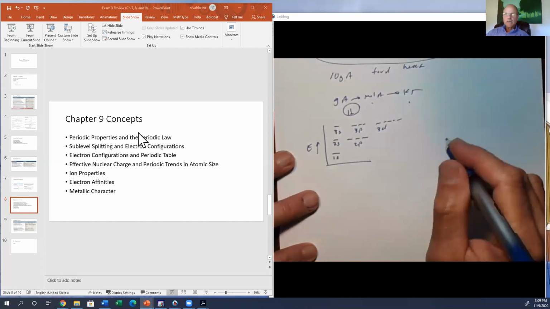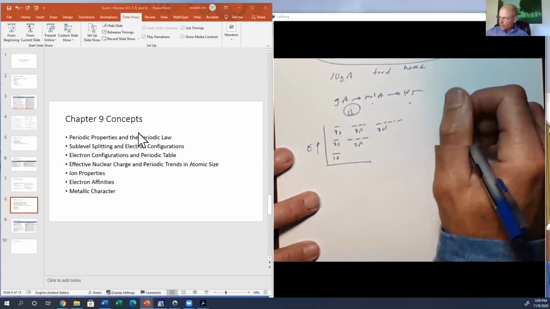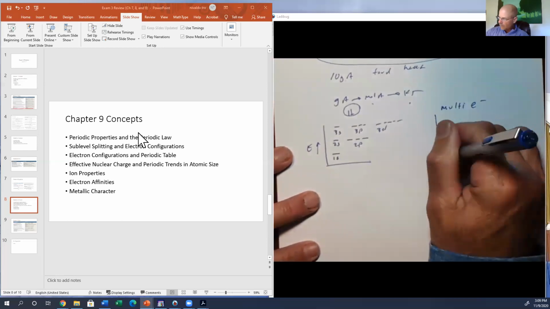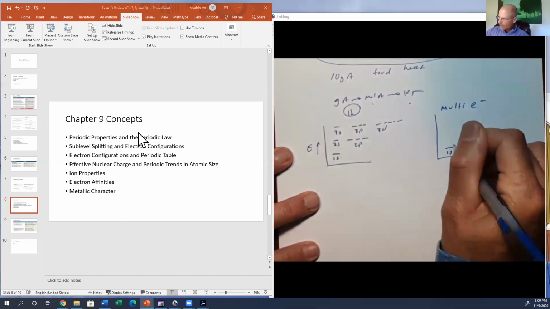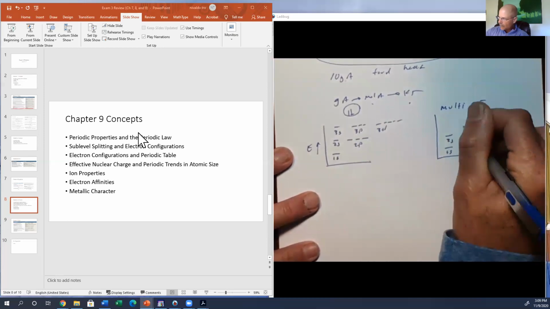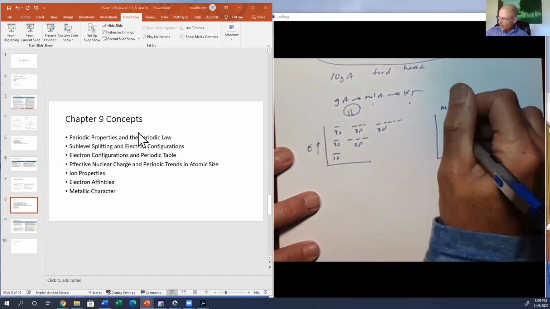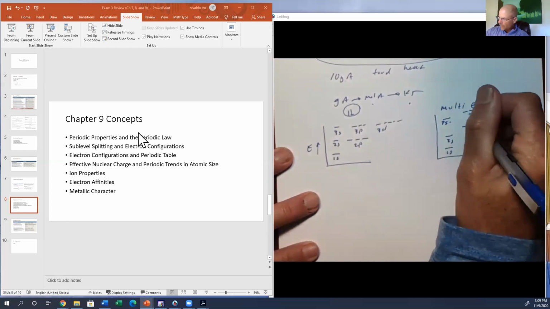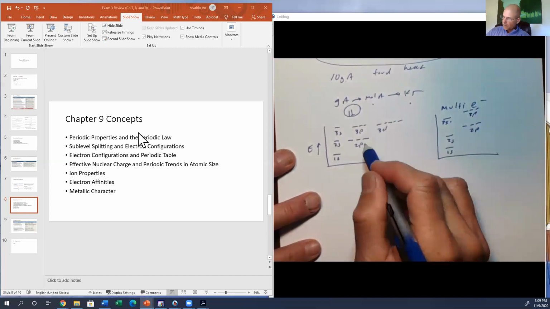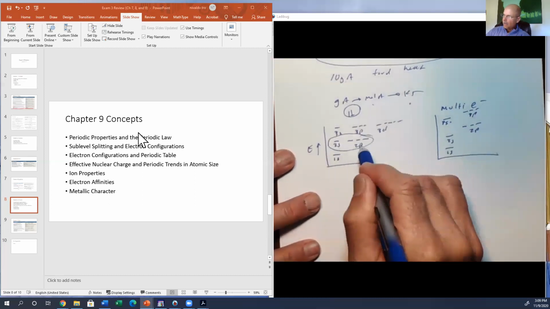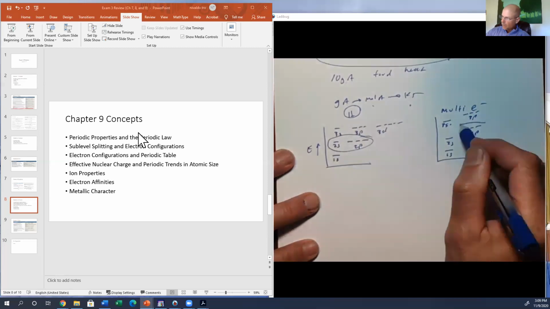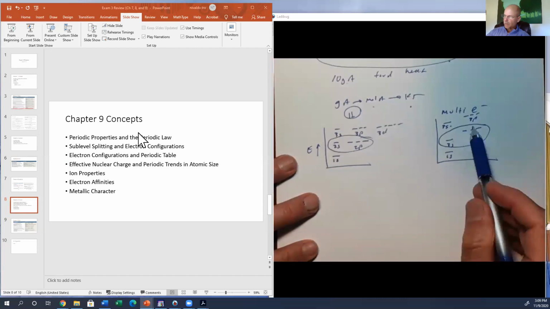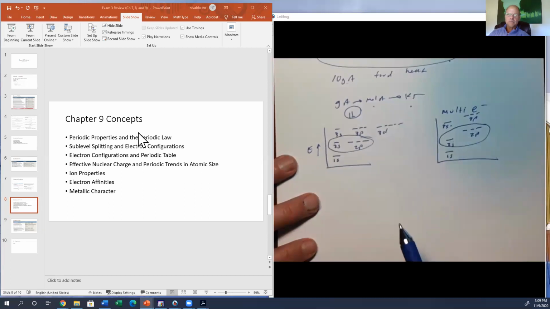But when you get to multi-electron atoms, that's no longer true. So for all atoms other than hydrogen, you have 1s, 2s, 2p, 3s, 3p, and so on. So the sublevel splitting means that in the hydrogen atom, all of these have the same energy. In multi-electron atoms, they don't. So the sublevels split in terms of their energy. Does that make sense?